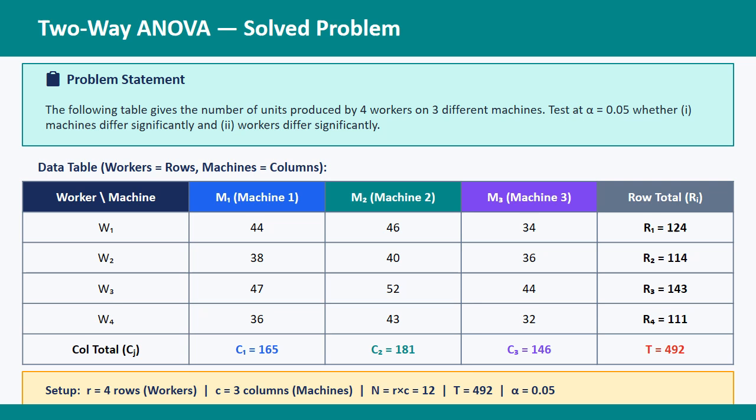So, let us see the problem statement. Here we have 4 workers and 3 machines, and they have asked us to test whether the machines differ as well as whether the workers differ. So, here they have given us 2 variables to solve. Therefore, this is going to be a two-way ANOVA test. So here we have to find 2 variations, that is both on columns as well as on rows. So therefore we are going to make use of two-way ANOVA.